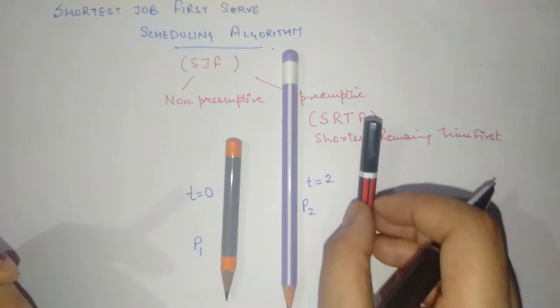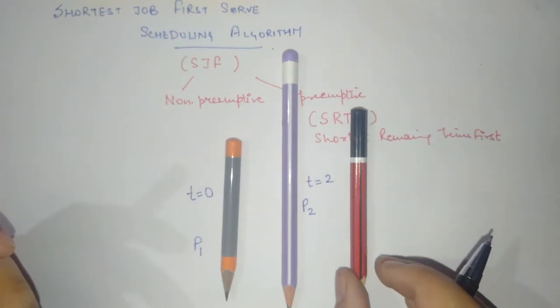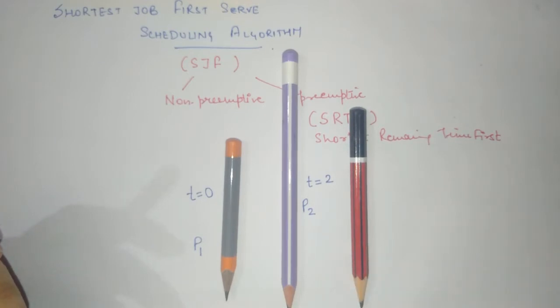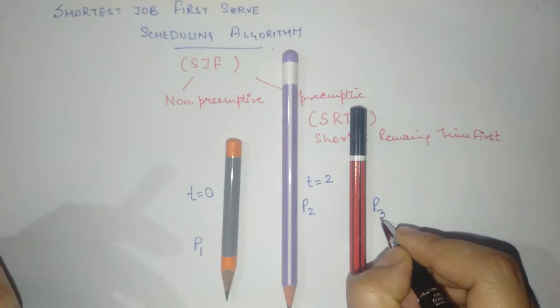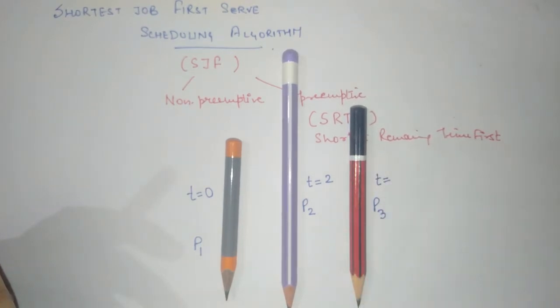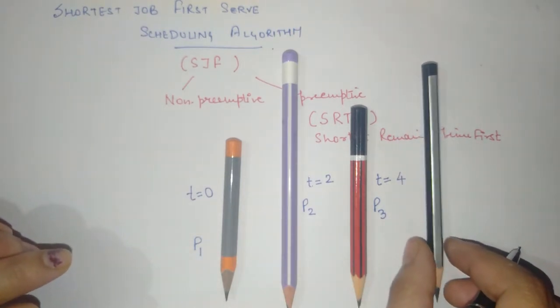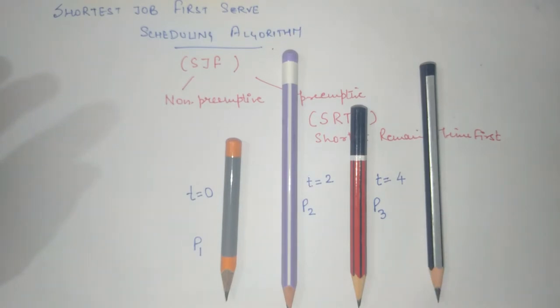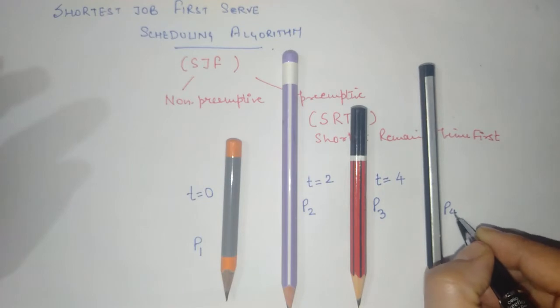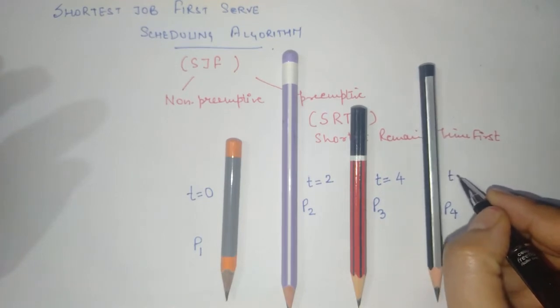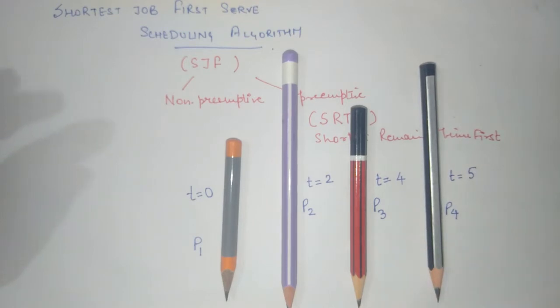I am taking the third pencil, this red, blue, black combination pencil, and I am naming it process 3, and it entered the ready queue. That means I kept this process on the paper at time interval 4 milliseconds. This is an assumption. We are just trying to understand the concept of shortest job first serve by taking this simple example. And this is the last process, this black gray color pencil, and I am taking this as process number 4, which entered at time interval, suppose, 5.